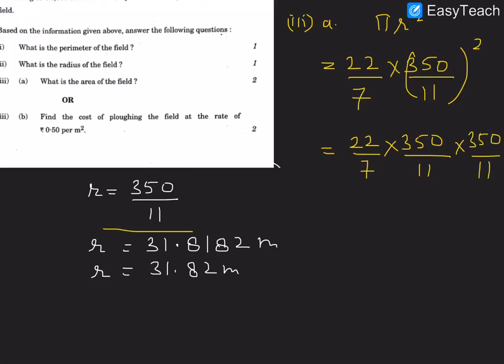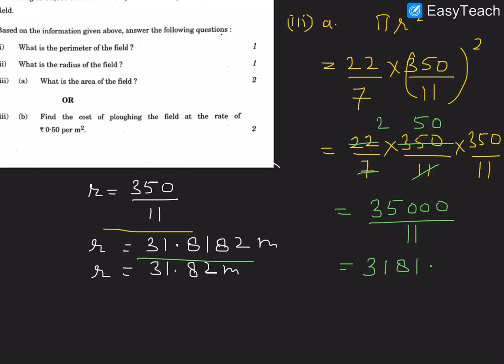So simplifying this, 2 into 5 is 10, and 10 into 350 will give you 35,000 by 11. So when you simplify it, this will give you the same digits as what we have calculated over here, but the decimal point shifts. So 3181.82 meter square. I hope this is clear to you.